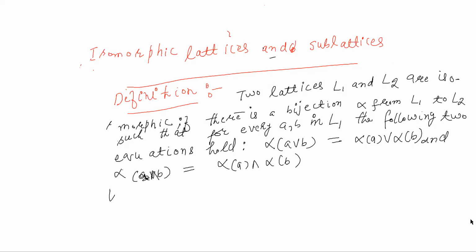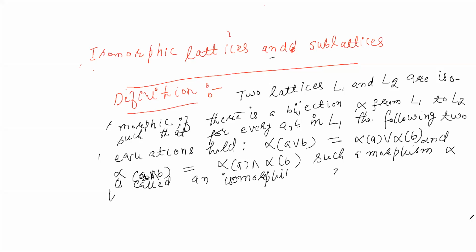Such a morphism alpha is called an isomorphism.